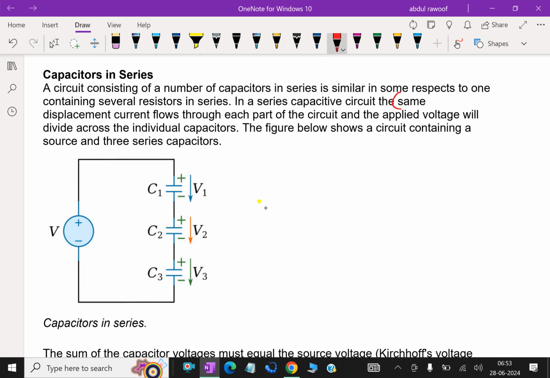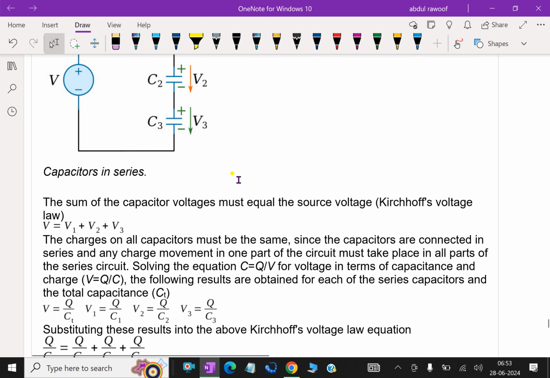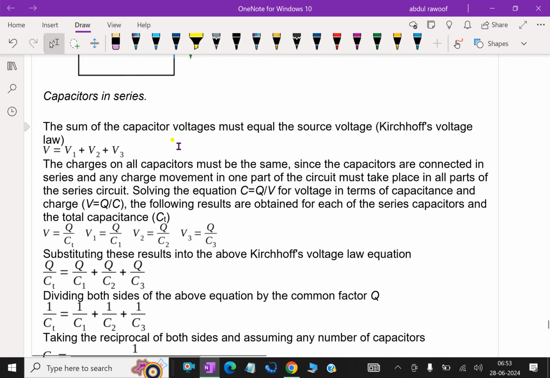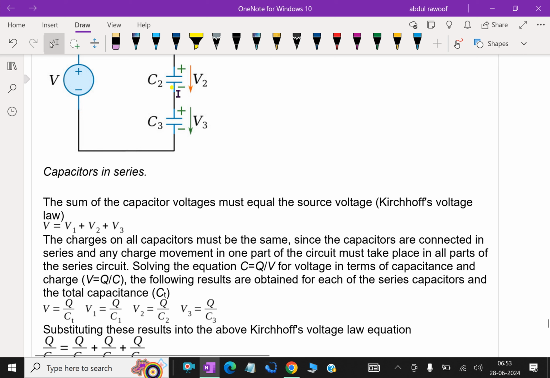Here, the same displacement current flows through each part of the circuit, and the applied voltage will divide across the individual capacitors. The figure shows this clearly. Now, the sum of the capacitor voltages must be equal to the source voltage, that is Kirchhoff's voltage law. That is, V equals V1 plus V2 plus V3. The sum of the three voltages is equal to the main voltage.